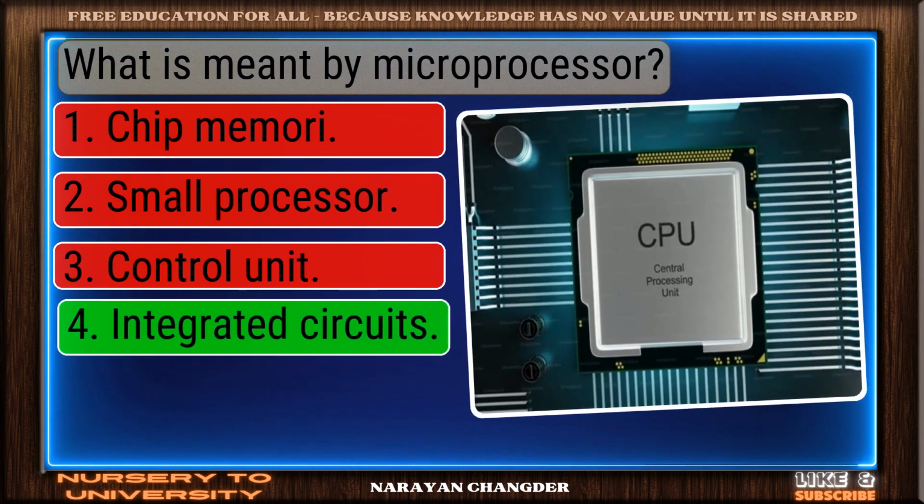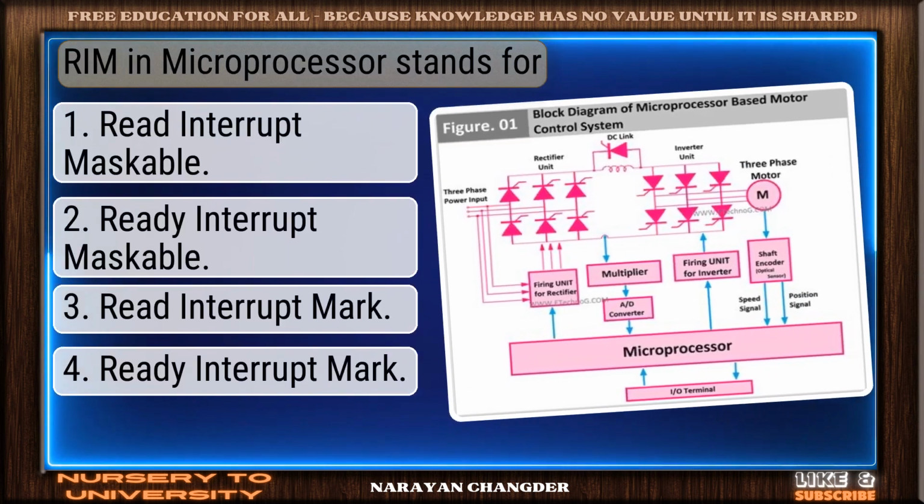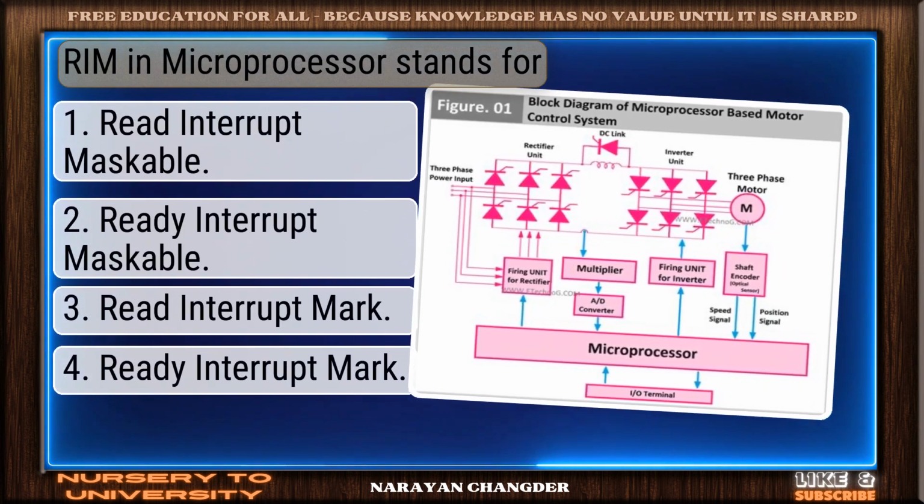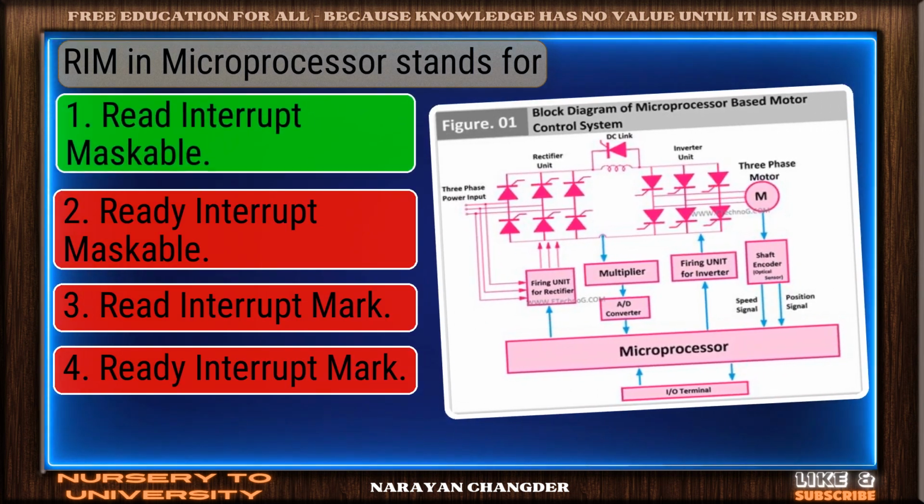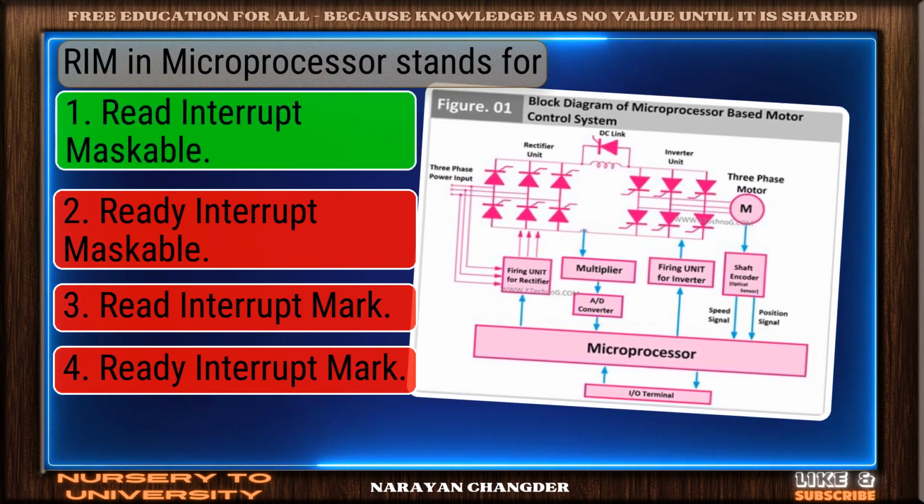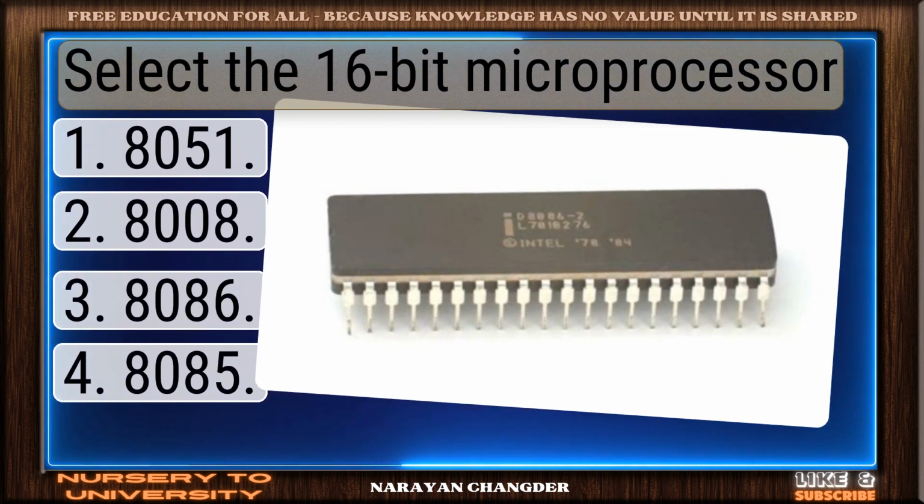Great thinking. Integrated circuits is the right choice. Question number 63. RIM in microprocessor stands for? Correct. Read interrupt maskable is the right answer. Question number 64. Select the 16-bit microprocessor.